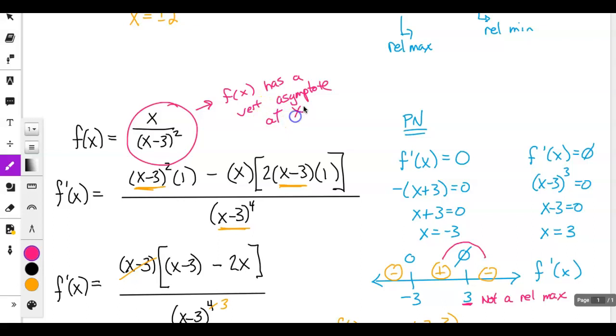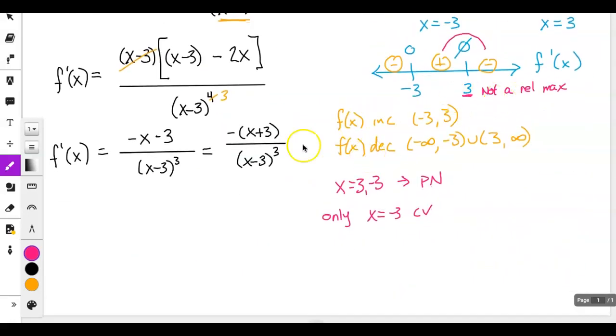At x equals 3. So what that means is x equals 3 cannot be a relative extrema, a max or a min, because literally the graph doesn't exist there, okay? So what's happening here is the only thing that's happening is we go from decreasing to increasing at negative 3. What that means is x equals negative 3 is a relative min, and there's no relative max.